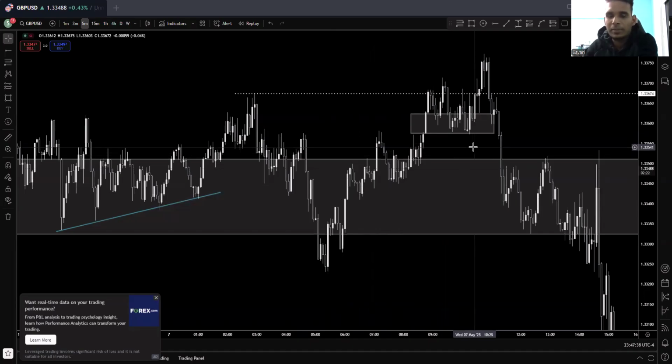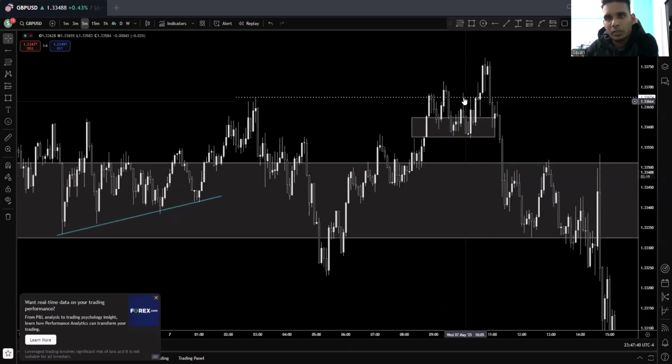Unfortunately, what happened today is I got stopped out around this point. I kept my stop loss here. Once this value gap got swept, I changed my stop loss from this point to this point. Here I get stopped out.